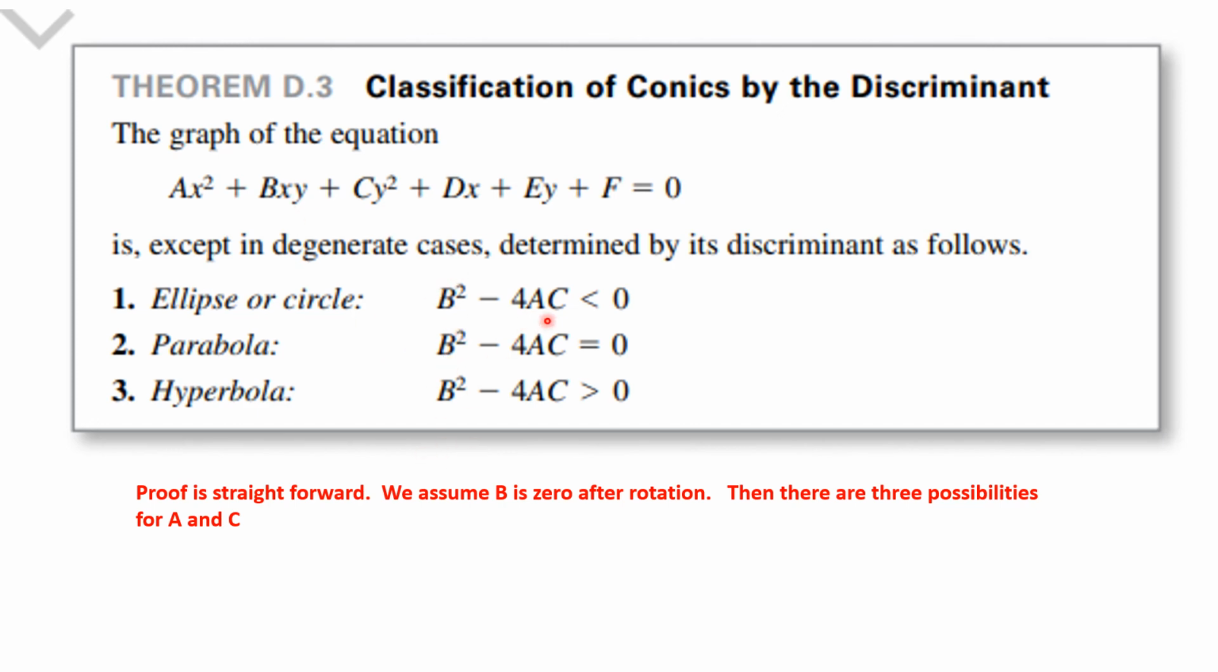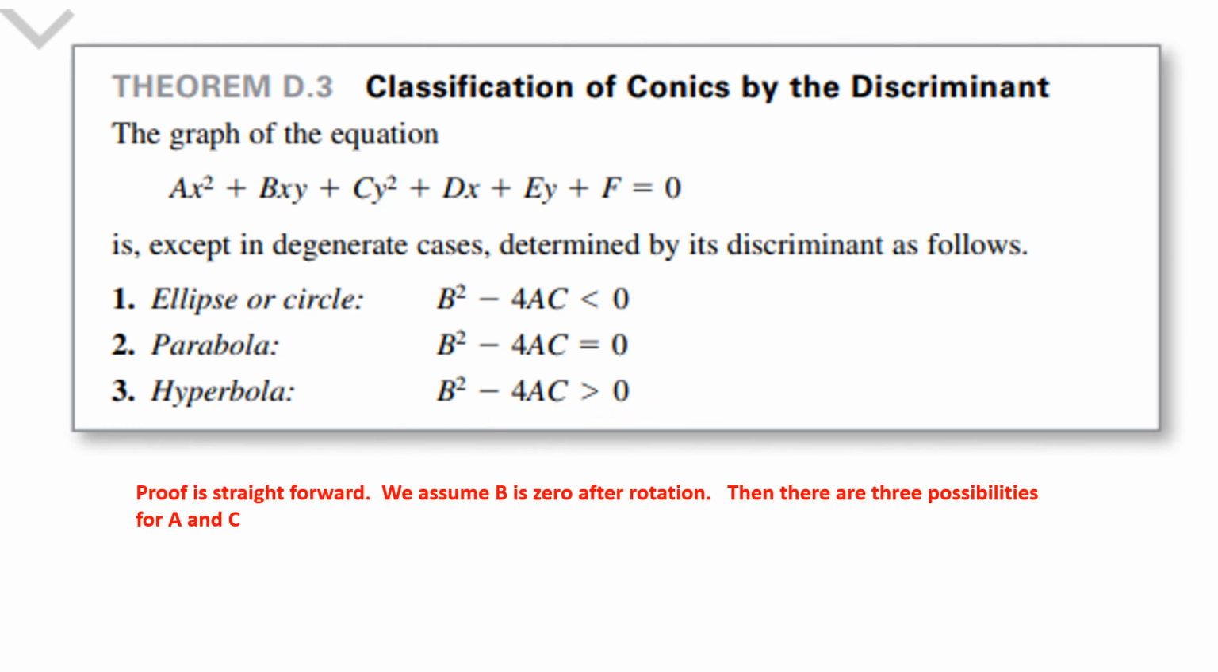And so if the a and c are of the same sign, that means this is an ellipse or a circle, because this will be less than 0. If a times c is equal to 0, then it's a parabola, because one of them is 0, not both. And if a hyperbola, one is negative and one is positive, which means this is greater than 0.